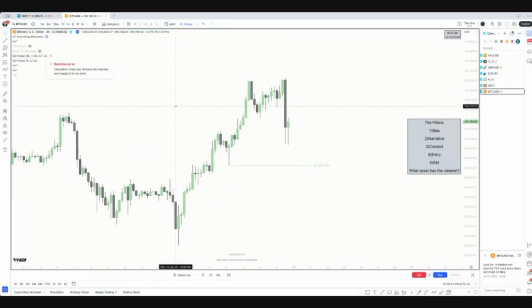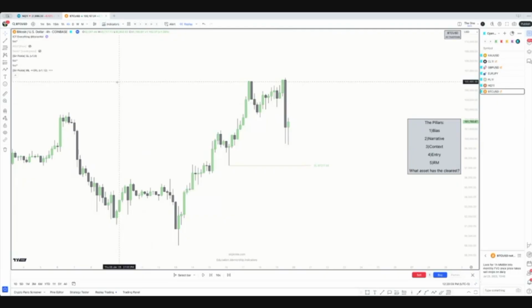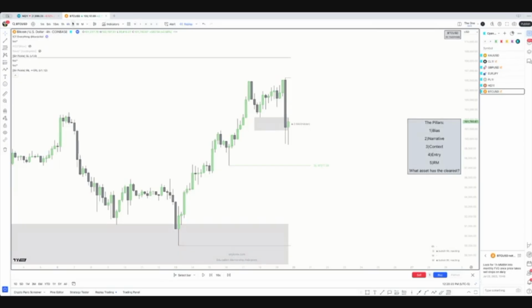Runtime error. Uh-oh. Just add it back up. So can you hover above the error message? It happens sometimes that there's a calculation error. Then you just have to change time frame one time and get back. Then it works. Oh, okay.